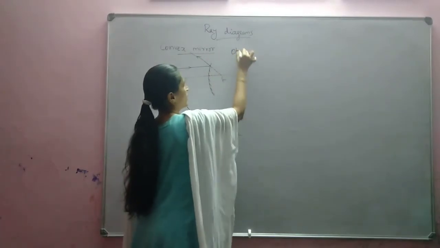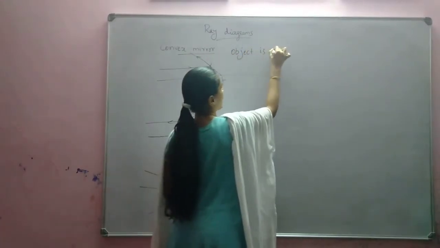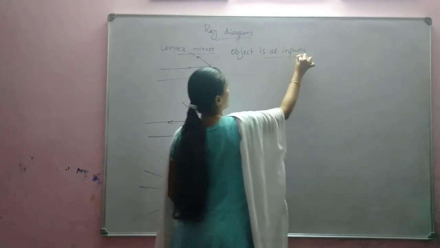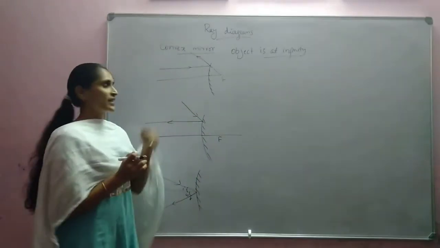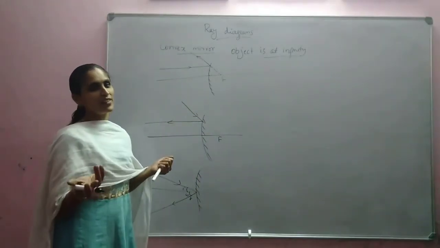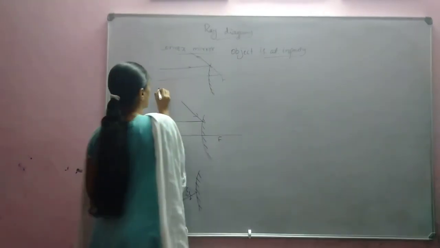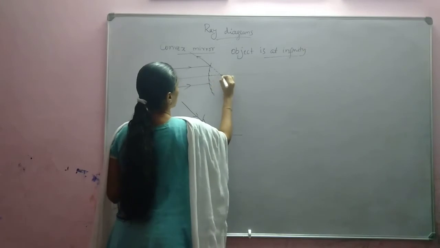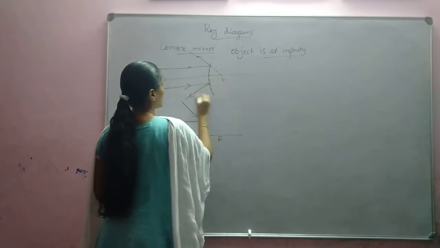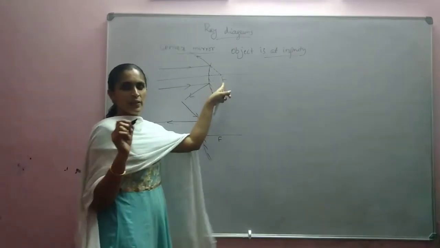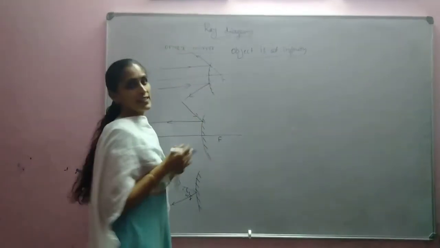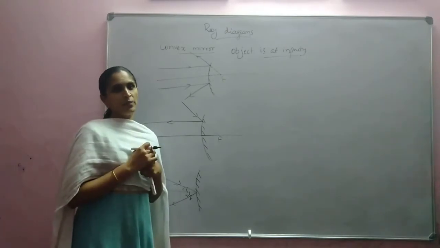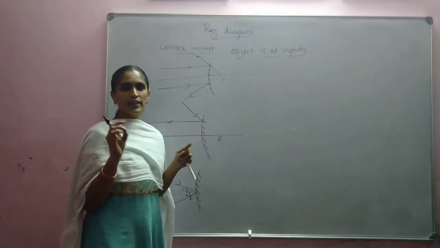When the object is at infinity. If the object is at infinity, what happens? The rays will be parallel, no? These parallel rays will appear to come from the focus. So we can say that the image is formed at focus. And what is the size? Diminished size, virtual and erect. Okay. Image is formed at focus, virtual, erect and diminished size.